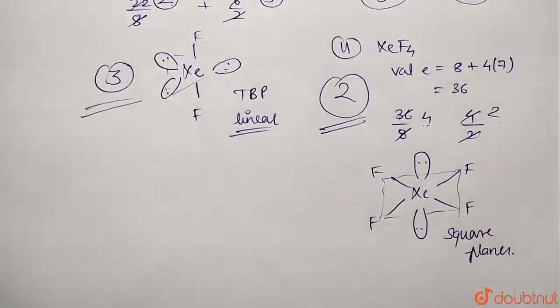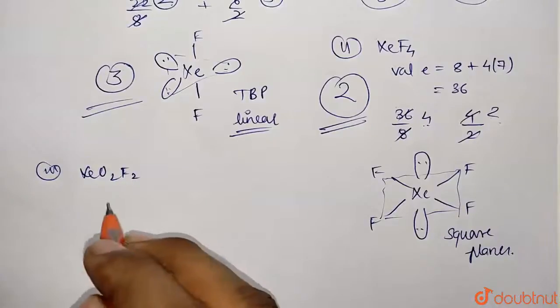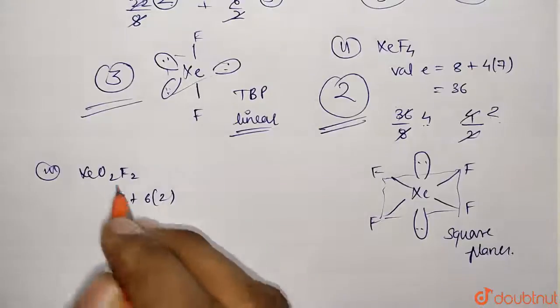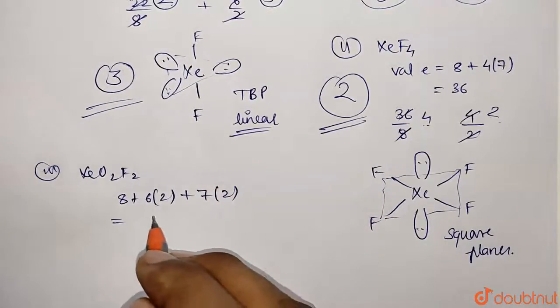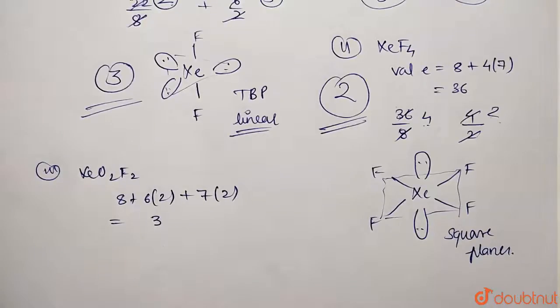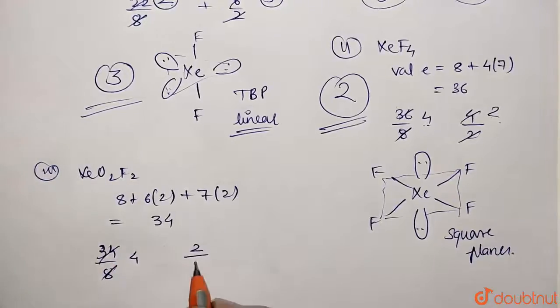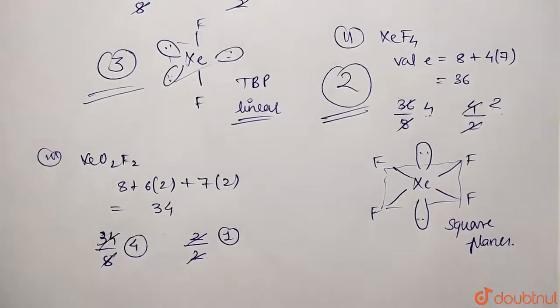Lastly, draw the structure for the third molecule, which is given as XeO2F2. Basically xenon is contributing 8, oxygen is contributing 6 multiplied by 2, and fluorine is contributing 7 multiplied by 2. So the total comes out to be 34. To obtain bond pairs, divide this 34 by 8. 8 fours are 32, and the remainder obtained is 2. That divided by 2 is going to be 1. So this is a 4 plus 1 system, that is a steric number 5 system.